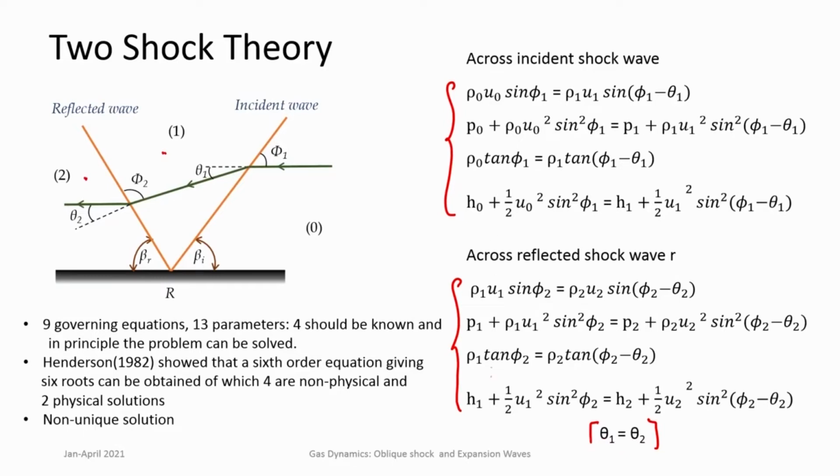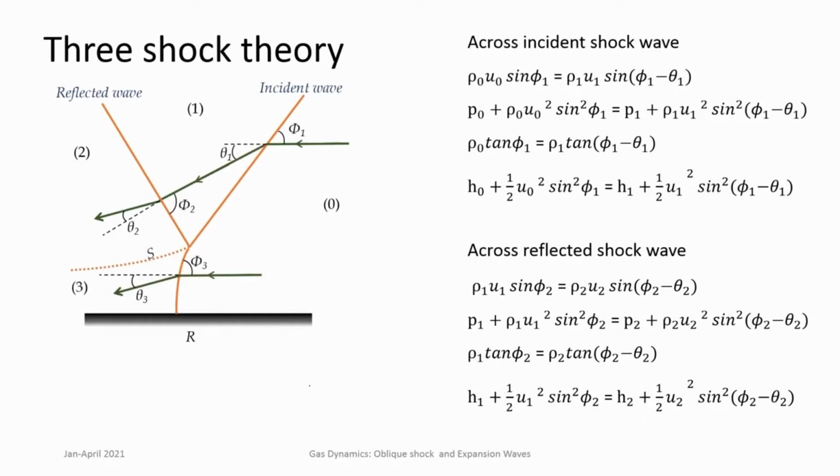So, what you have here is a series of such equations, and you have 9 equations and 13 parameters, and you need to know certain parameters. 4 parameters should be known to solve this problem, and you do not have all of them, so you do not have any unique solution. So, there are non-unique solutions, and usually 2 physical solutions are possible. This is how to do it analytically. We will see a better way to look at this using the pressure deflection diagrams. For the irregular reflection also you can do the same kind of analysis.